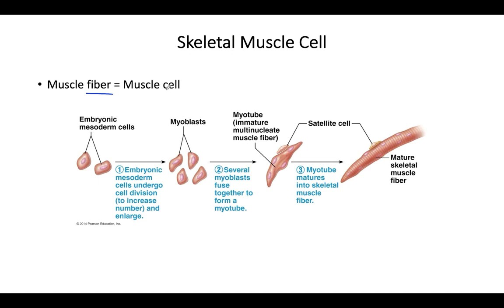A single fiber can extend from one end of a muscle to the other, and each muscle cell contains several nuclei located around the periphery of the fiber, near the plasma membrane. You can see the nucleus here, and several cells fuse together to form the fiber shape. We call a muscle fiber the same as a muscle cell.